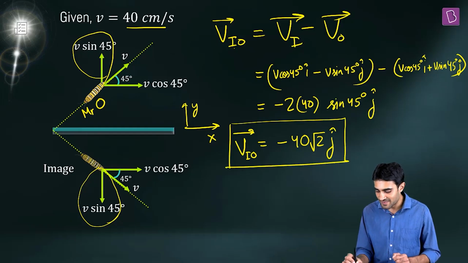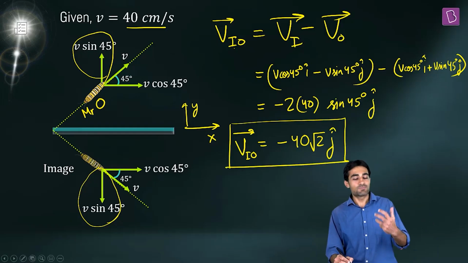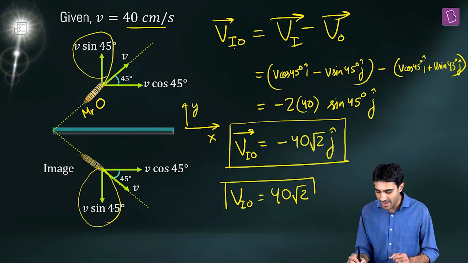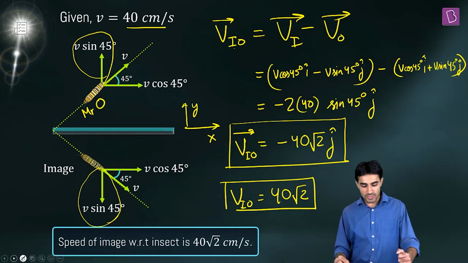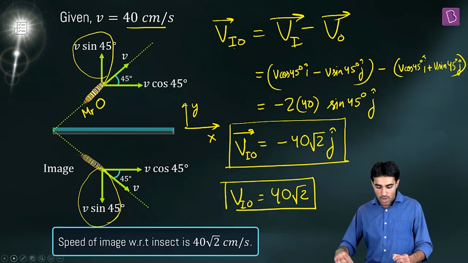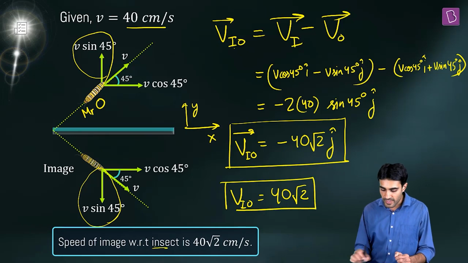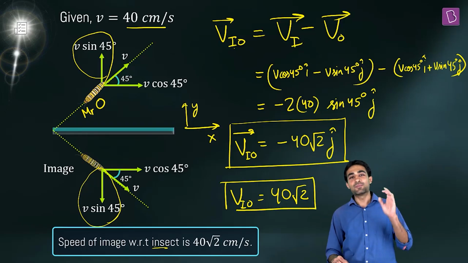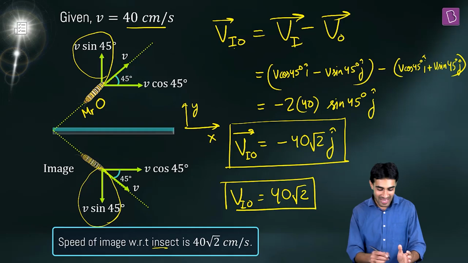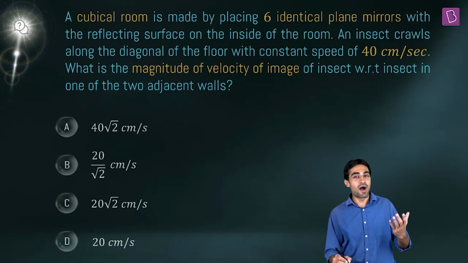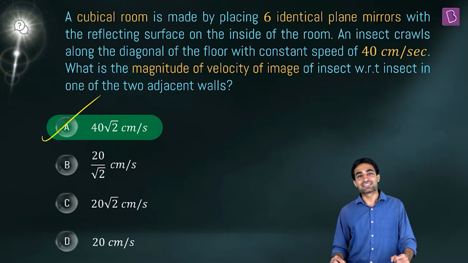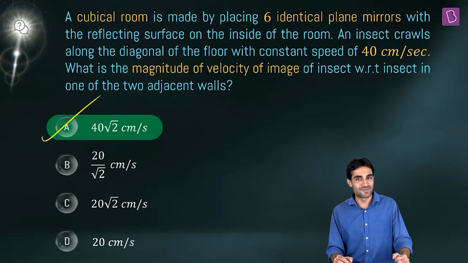Right? Right. Now when we talk about the speed, we have to take the magnitude. So taking the magnitude, we get 40 root 2. Amazing. So the speed of the image of the insect with respect to insect itself is 40 root 2 centimeter per second. We got that. Now let's see the options, and we can mark option A, 40 root 2 centimeter per second, as the right option for this question.